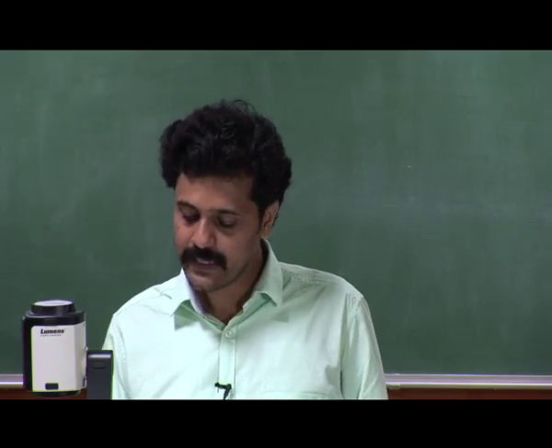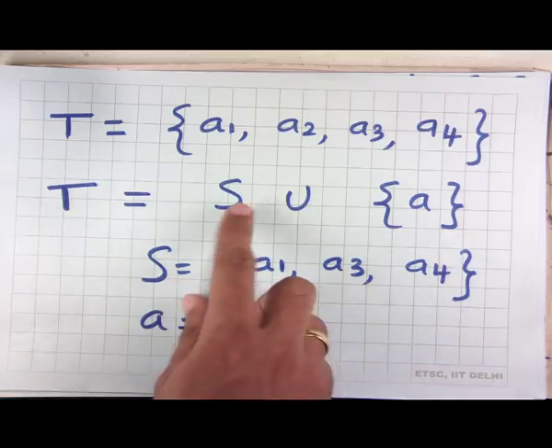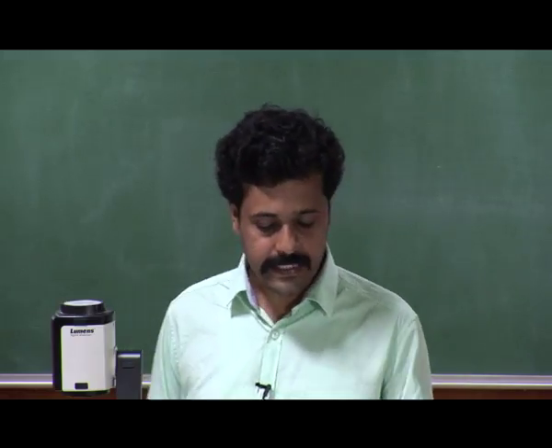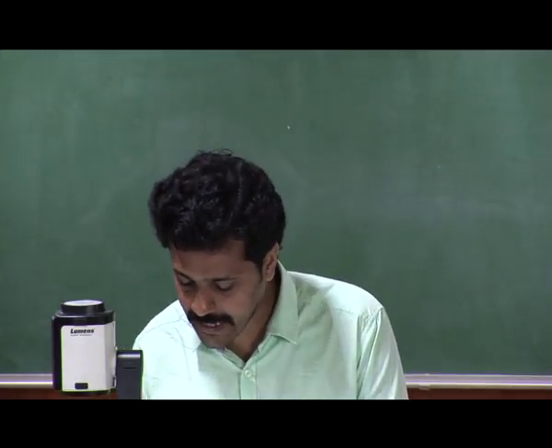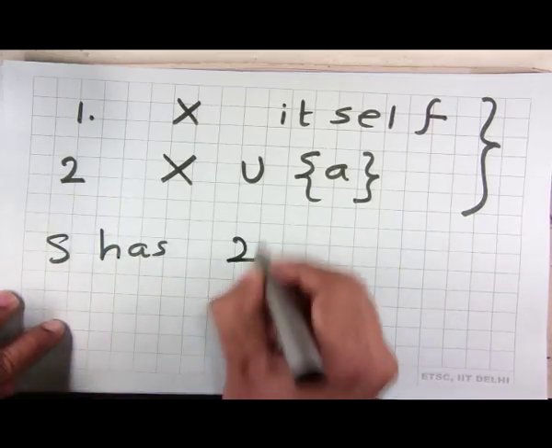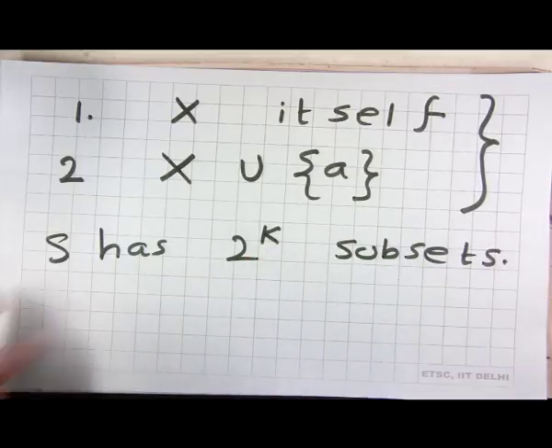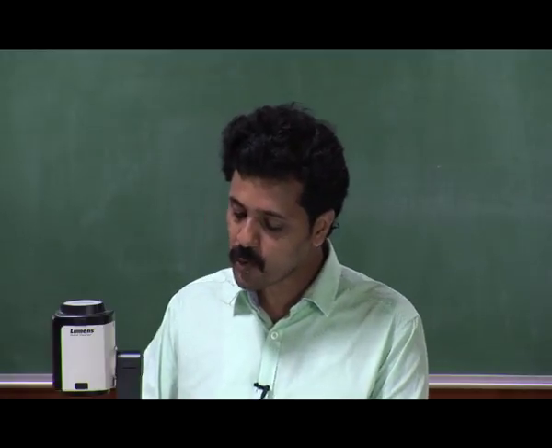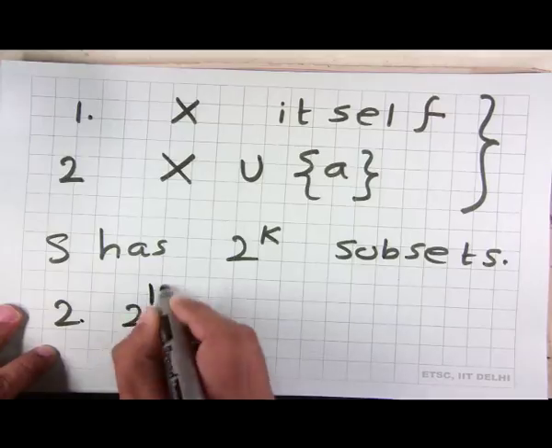So, thus subsets of T will arise from a subset of S in two ways. Now, since S has k elements, by assumption S has 2 power k subsets, and for each of these subsets there arise 2 subsets for T. So, these 2 power k subsets together give 2 into 2 power k subsets for T.